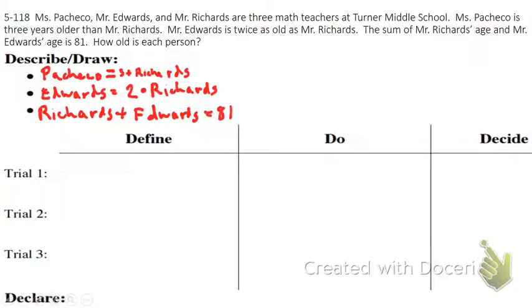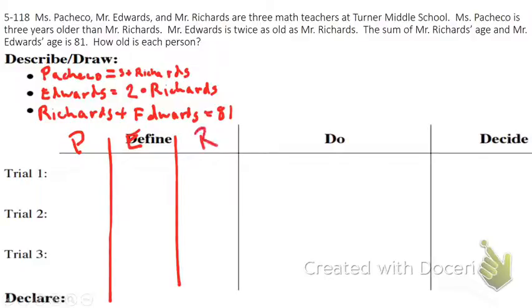Okay, so first, in the define, we need to figure out how many columns we're going to do. How many pieces of information do we need? Well, I can think of 3. I've got Pacheco, I've got Edwards, and I've got Richard.